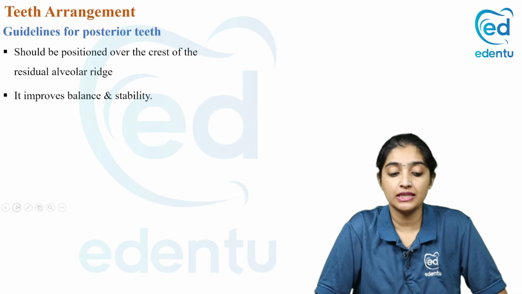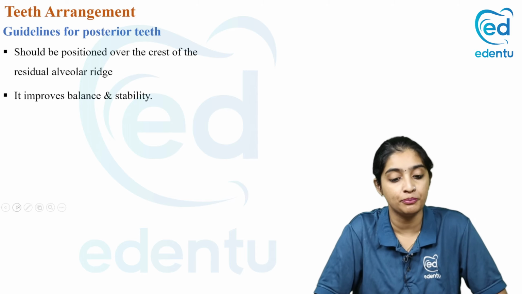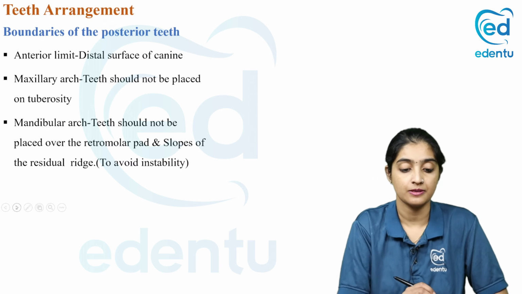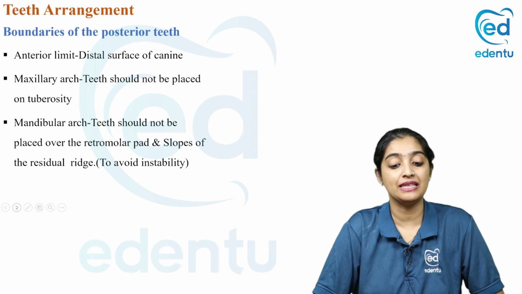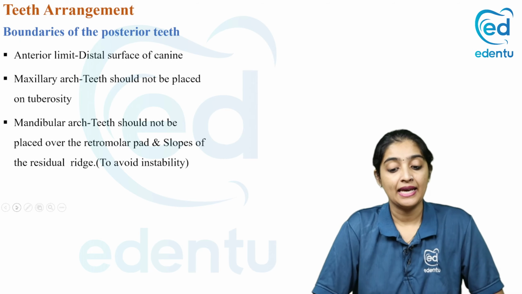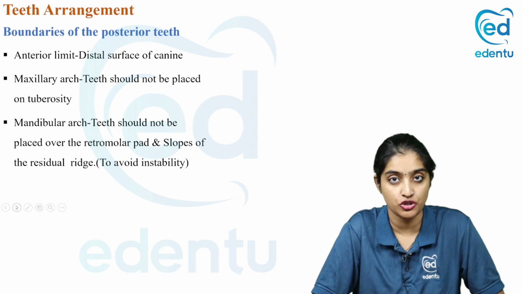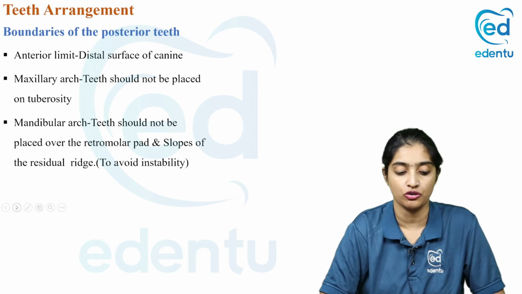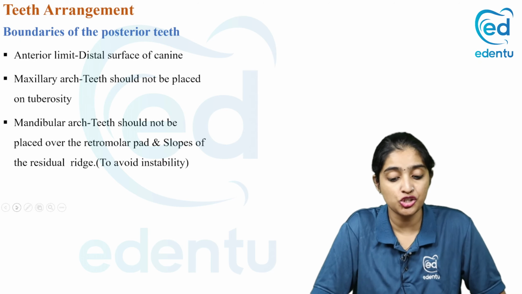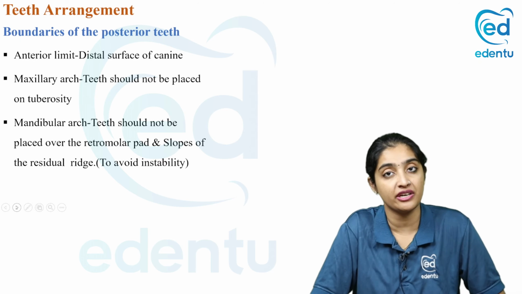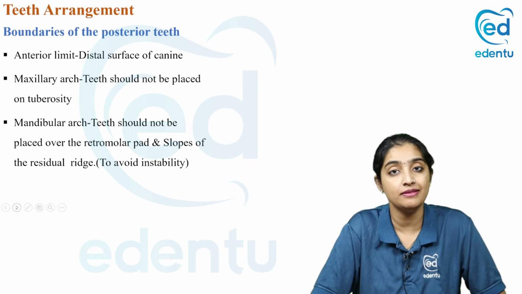Now, for the posterior teeth guideline, they should be positioned over the crest of the residual alveolar ridge to improve stability and balance. Boundaries of the posterior teeth: the anterior limit should be the distal surface of the canine. In the maxillary arch, the teeth should not be placed on the tuberosity, so they should end before the tuberosity. In the mandibular arch, the teeth should not be placed over the retromolar pad and the slopes of the residual ridge, to avoid instability.